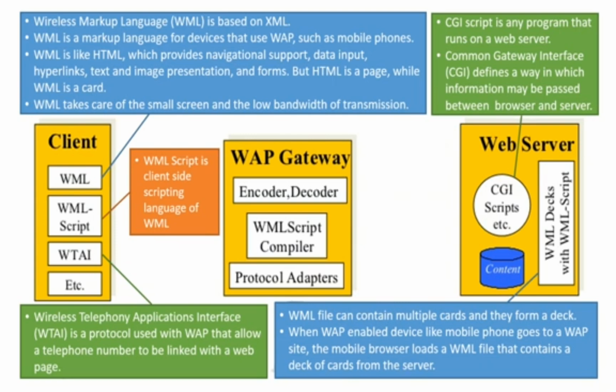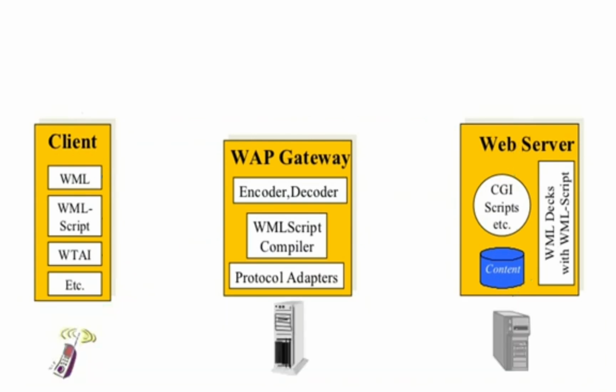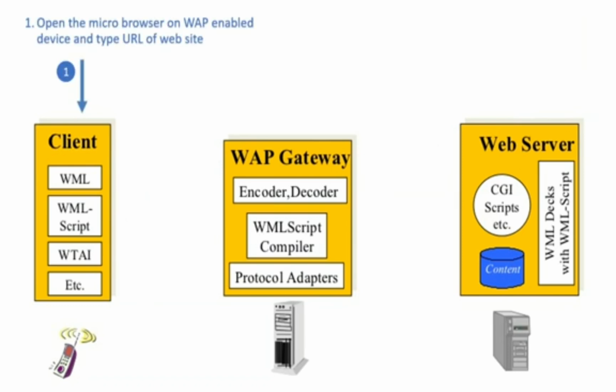So far we have discussed the components of the WAP architecture. So WAP architecture mainly contains the client, web server, and finally the WAP gateway. Next we are going to discuss the working of WAP. WAP describes a protocol suite. Step 1. Open the microbrowser on the WAP enabled device and type the URL of the website.